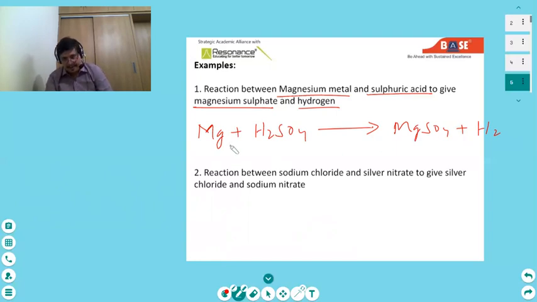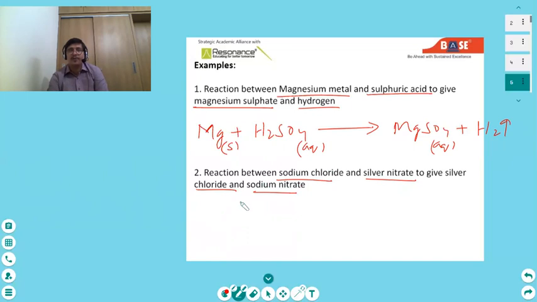If you feel like writing the state, basically metals are solid, acids are in the aqueous form, the salt produced is in the aqueous form, and this is a gas, so you can write it as an upward arrow. So basically this is the reaction, you write it. One more you try: a reaction with sodium chloride and silver nitrate to give silver chloride and sodium nitrate. Pause the video and solve it now.